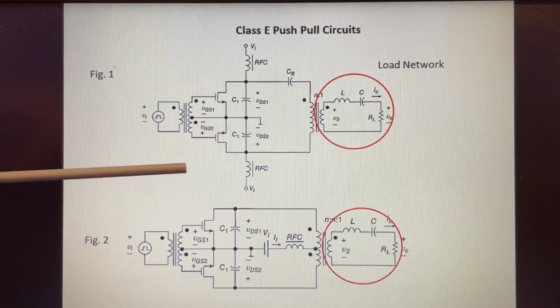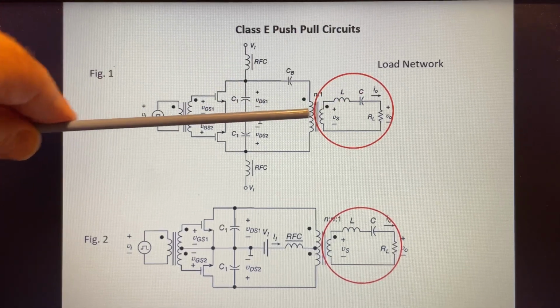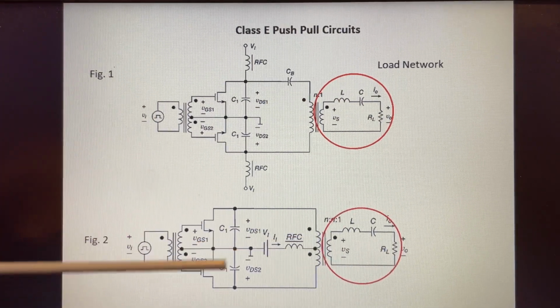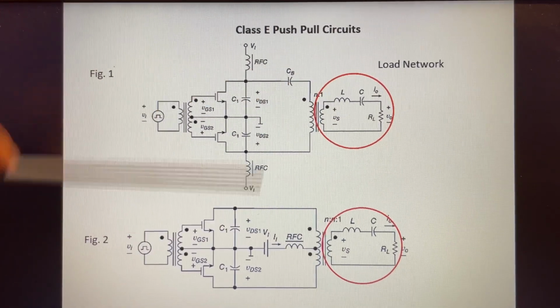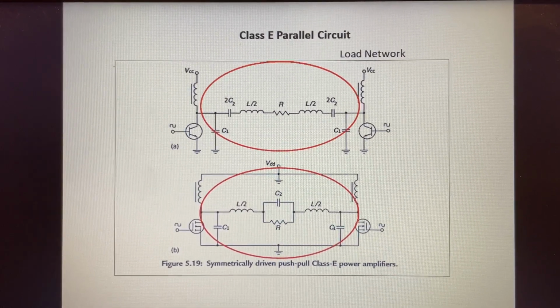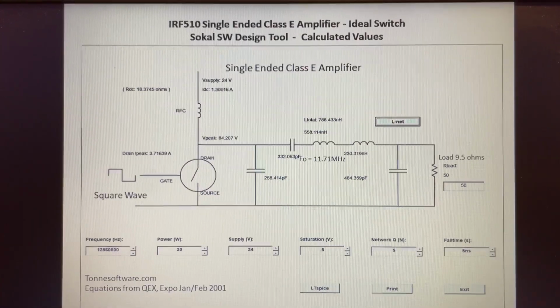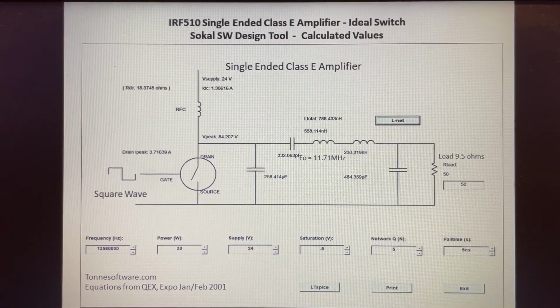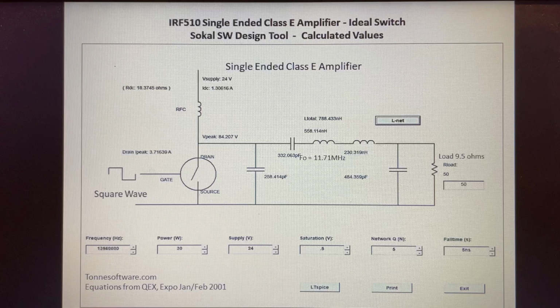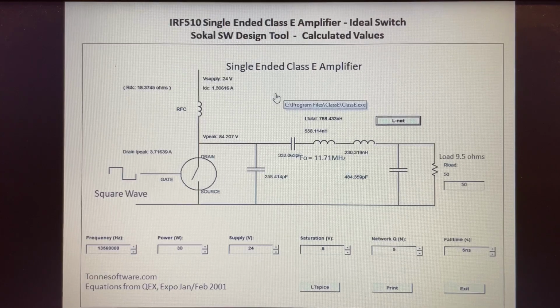Here is another push-pull example, but this one has the load network on the output side of the RF transformer. The other one was on the input side. Here's a parallel circuit, again, with load networks as shown. But what we're going to focus on is the single-ended Class E amplifier. This is more of the traditional amplifier that we see in a lot of the publications.